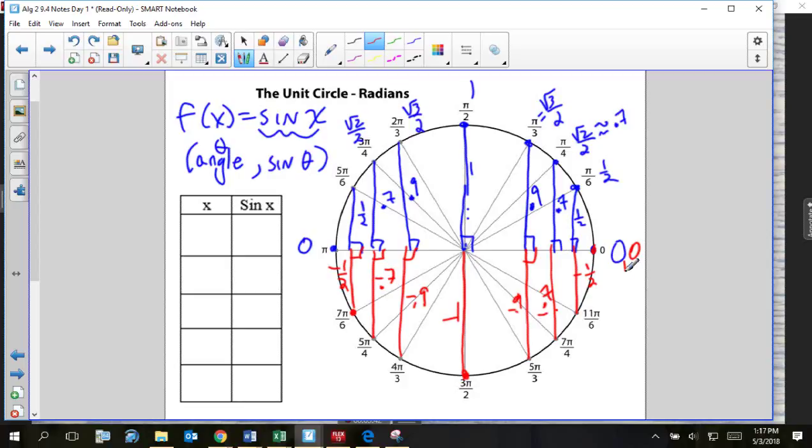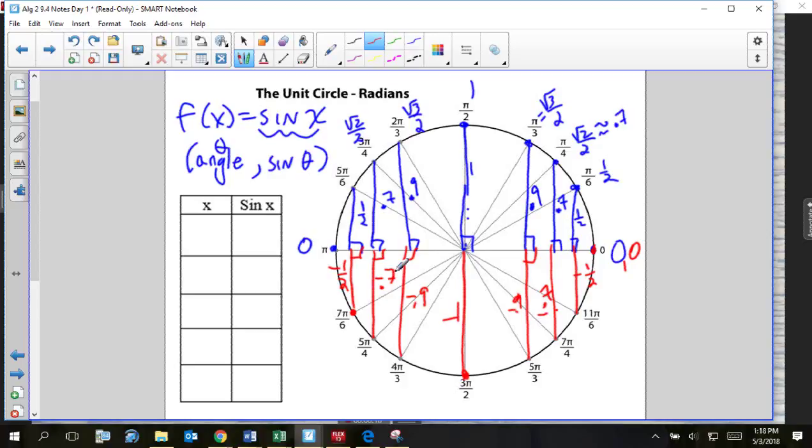I could ask you what's the sine at 3 pi, and you'd have to go around. I could ask you what's the sine at 7 pi, and you have to go around a couple times. So this sine function is what's called periodic, and it has a cycle where it repeats itself over and over and over again to infinity.